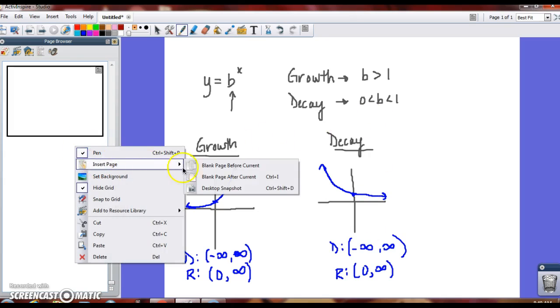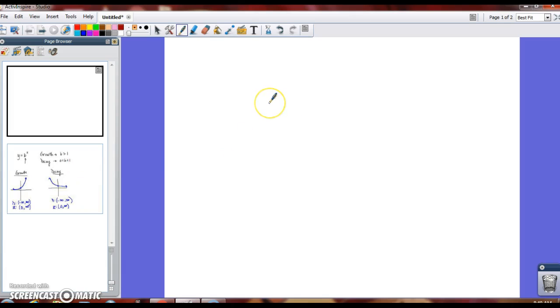Let's talk a little bit about transformations of exponential functions. If we're starting with the function y equals b to the x, there's lots of different transformations that we can do. We can shift left, right, up, or down. We can flip it over the x-axis. We can stretch it out vertically or shrink it vertically, and do the same horizontally. This information is all in your book, but let's talk about vertical translations.